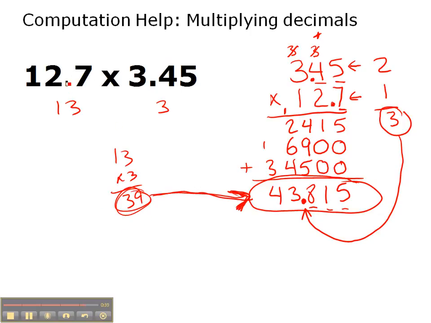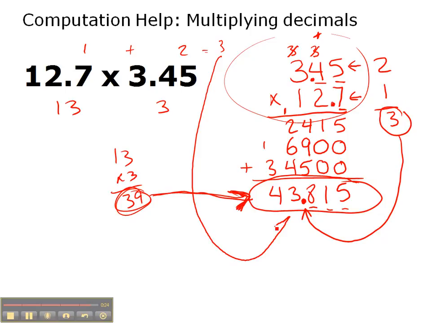Now, the alternate method I was referring to is you could leave the decimals out of this setup and just consider them here. I have one number after the decimal here and 2 numbers after the decimal there, and I could consider it this way, that I would have 3 in my product and I'd get the same result.